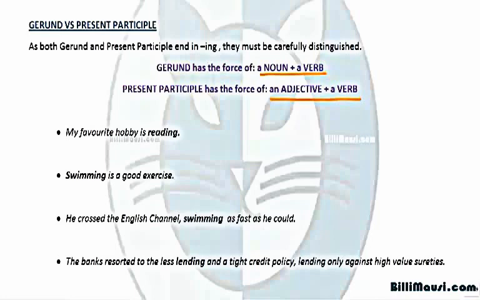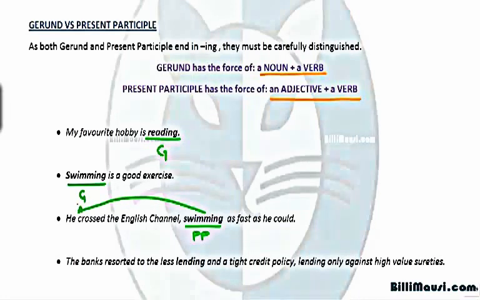My favorite hobby is reading. Reading, it is behaving as a gerund here. Swimming is a good exercise. It is also behaving as a gerund. He crossed the English Channel, swimming as fast as he could. Here it is behaving as present participle separated by a comma, so it will modify the subject of the previous clause, he. You need to remember that subject and object are nouns. So in the previous case, swimming is the subject also.